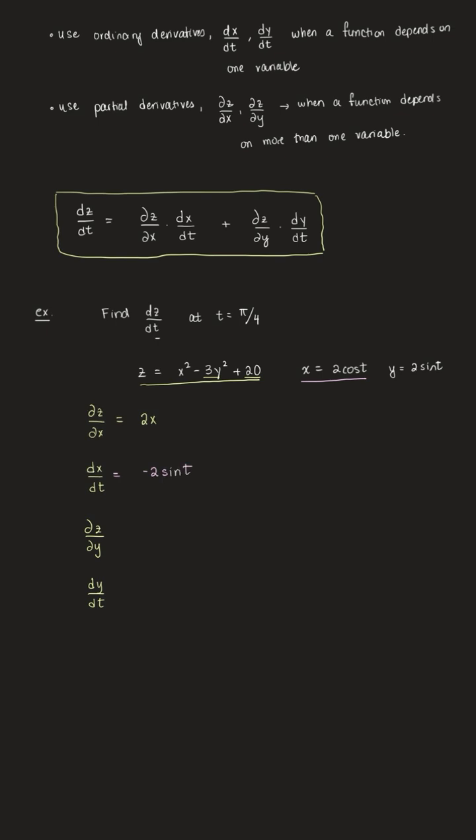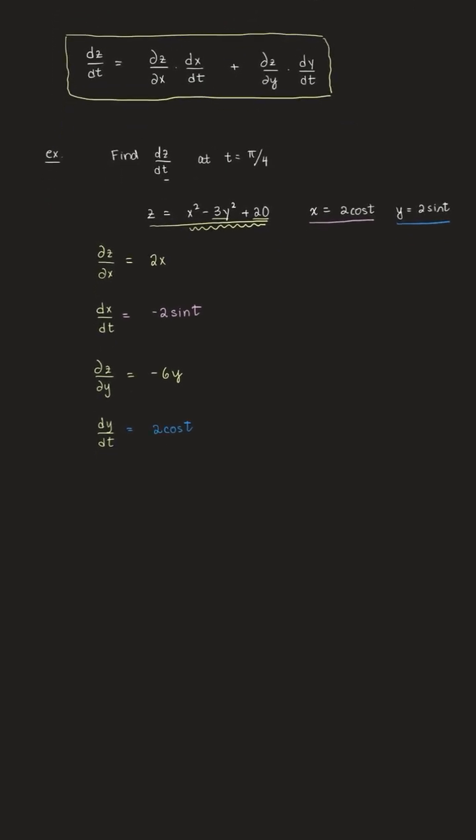Now let's go back and take the derivative of z again, but this time with respect to y, so we're going to hold x constant. So the derivative of x squared when x is held constant will be 0, and the derivative of negative 3y squared will be negative 6y, and the derivative of 20 is also 0. And so finally, let's take the derivative of y with respect to t, find the rate of change of y with respect to t, which will just be 2 cosine t.